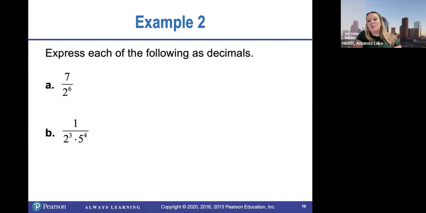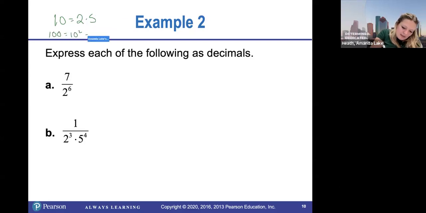fractions as decimal values when we don't necessarily have a power of 10 in the base. The way we can do this is by making what we have in the denominator a power of 10. So remember that 10 is 2 times 5, right? So 100, or 10 squared, is 2 times 5 squared, and that's 2 squared times 5 squared. And we can do this with any power of 10. So 10 to the n power is going to be 2 to the n times 5 to the n.